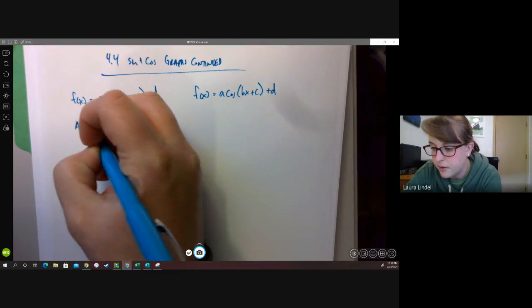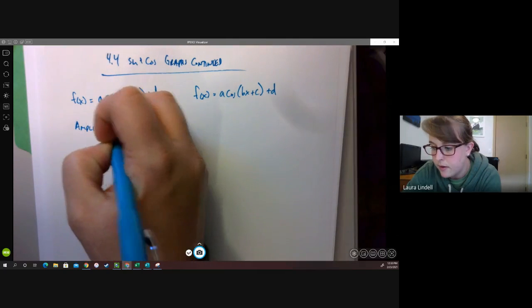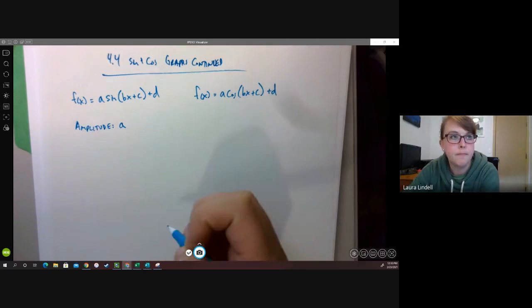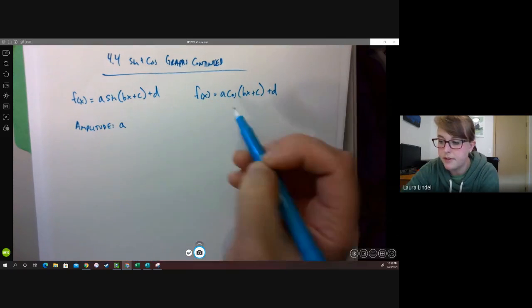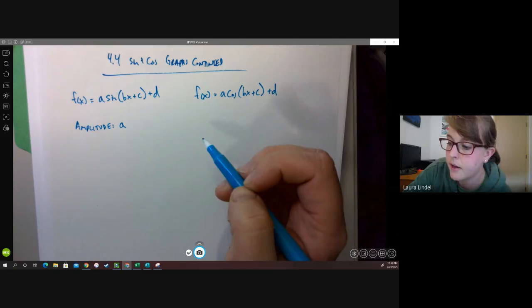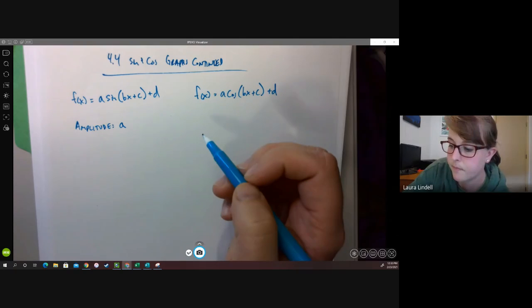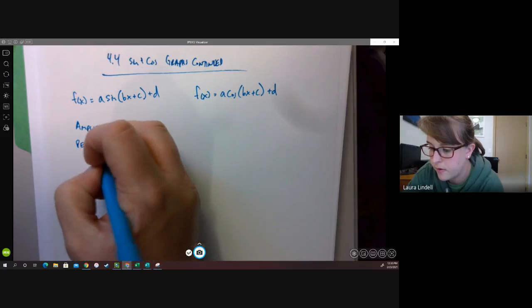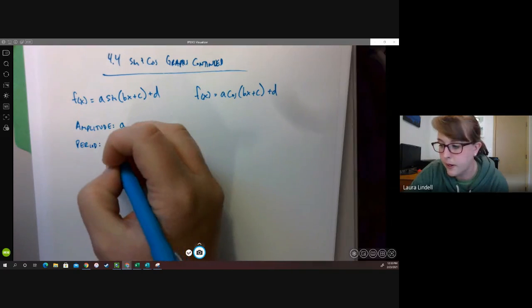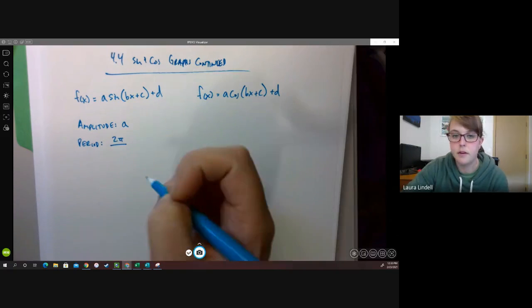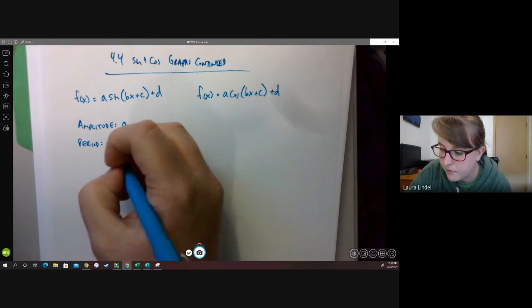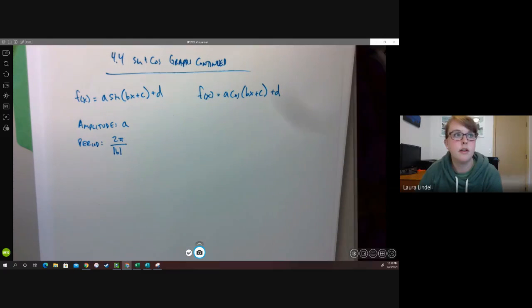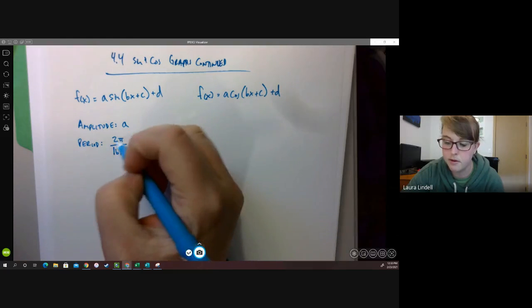The amplitude. Amplitude is A. So whatever number is in front, whatever coefficient is there, that is your amplitude. The period. The standard period is 2 pi. So 2 pi divided by the absolute value of b would be your new period if your period is different than the standard period. If b is 1, then the period would just be 2 pi.